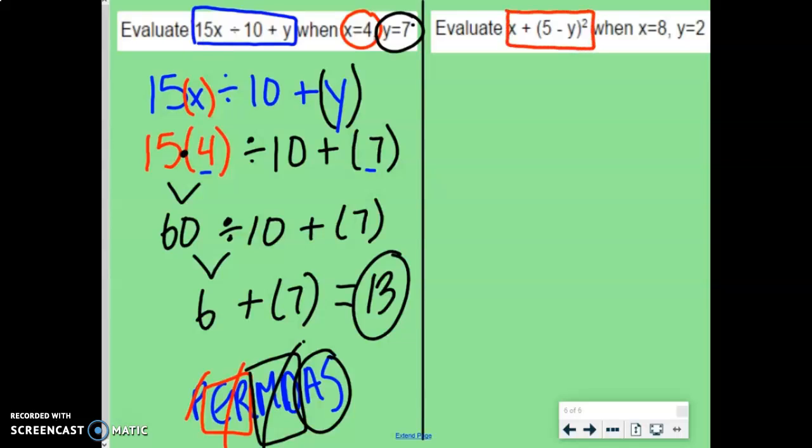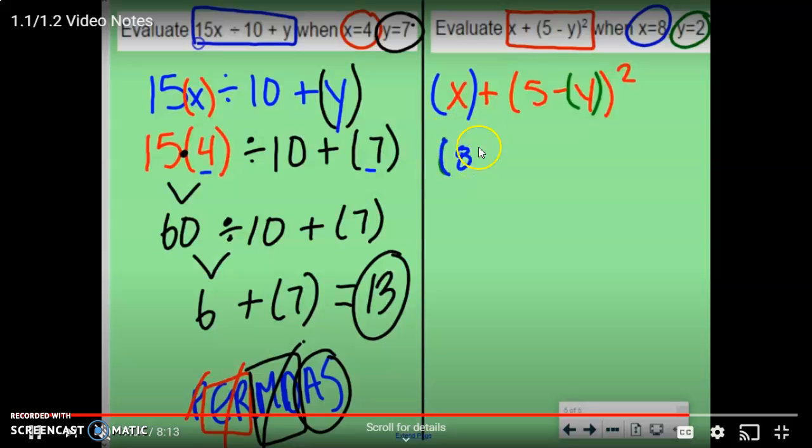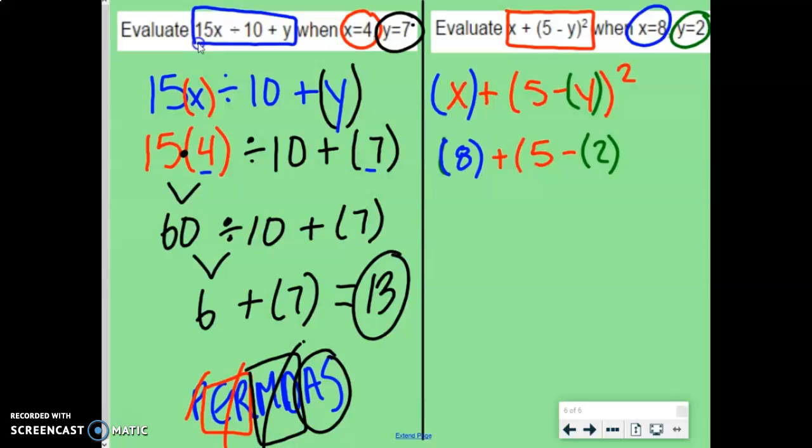x plus the quantity of 5 minus y, to the power of 2, when x equals 8 and y equals 2. Again, the first step is going to be to substitute those variables with those values and put them inside of parentheses. Okay? So we're going to replace that x right there in that problem with an 8. We're going to continue on with the plus 5 minus, replace the y variable with that 2, and finish off with the power of 2.